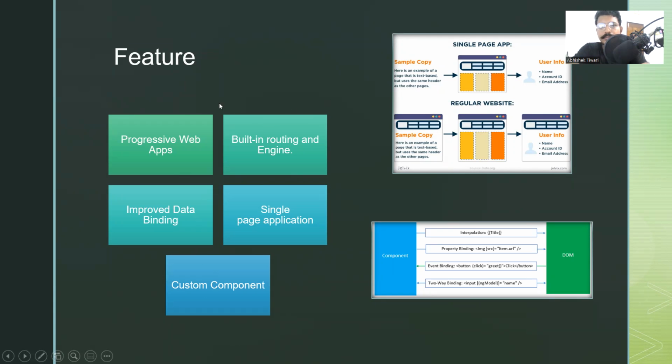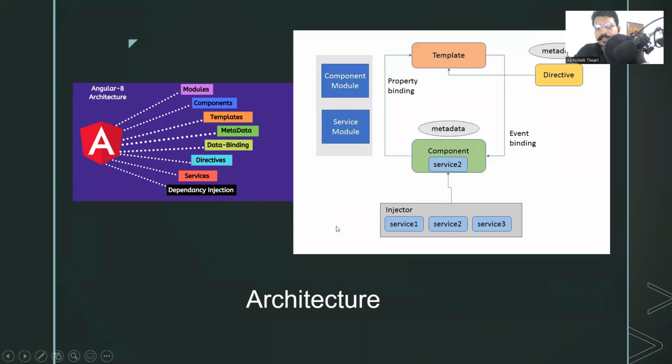So pretty much we are done with features. Now the next thing is architecture. Angular follows an MVC architecture, model view controller. MVC's full form is model view controller, but here we call it model view component. If you see the module, component, template, metadata, data binding, directives, services, dependency injection, these are all involved in Angular architecture. Let's see how they are involved.